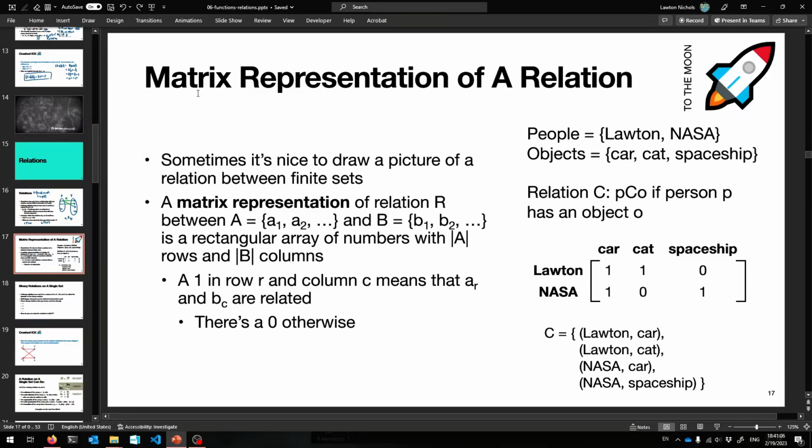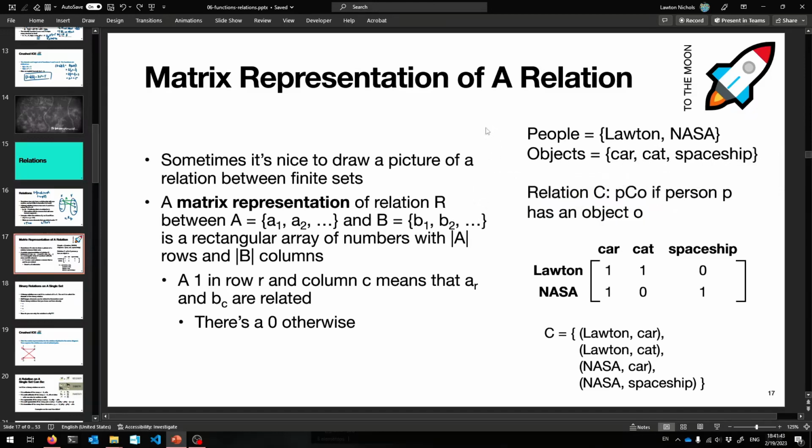And so let's define a relation C on people and objects. Here is my set of people: Lawton is a person, and then NASA, let's pretend that corporations are people. I guess they're treated like that under the law anyway. And then objects are going to be the other set in this relation. So here are 3 objects that make up my object set: a car, a cat, and a spaceship. All right, so let's define our relation C as P on the left being related under C to O on the right. So a person is related to an object if that person has that object.